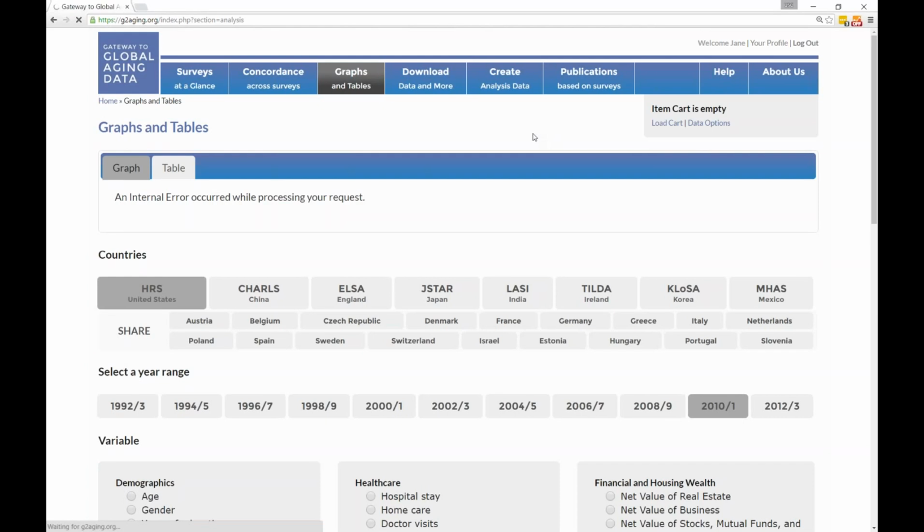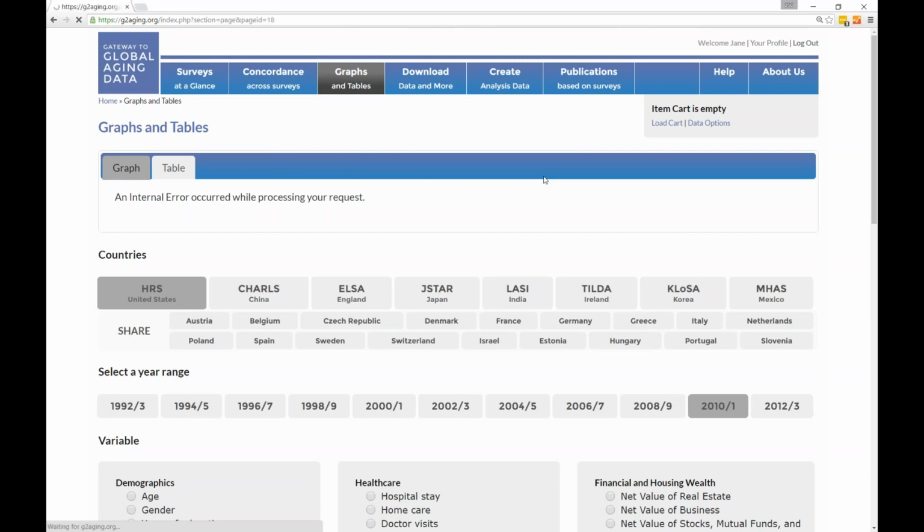Let's go to our downloads page here. On our downloads page, we first give you links to all the original data. One of the things that we don't do here at the Gateway to Global Aging website is distribute the microdata ourselves. So we ask that you go to the surveys themselves to get this microdata.